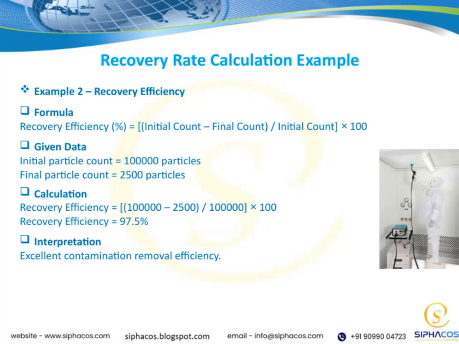Let's walk through an example of calculating recovery efficiency. We start with an initial particle count of 100,000, and after the process, only 2,500 remain. Using the formula, we subtract the final count from the initial, divide by the initial count, then multiply by 100 to get a percentage. Here, that gives us a recovery efficiency of 97.5%, which means the contamination removal was excellent.